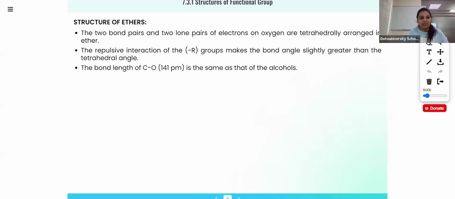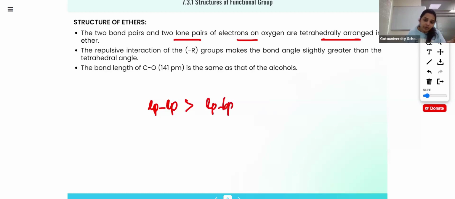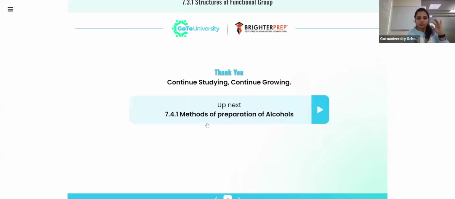Now the structure of ethers. We know that 2 bond pairs and 2 lone pairs are there, and they are tetrahedrally arranged, but the repulsive interaction is there. We know that lone pair-lone pair repulsion is more than lone pair-bond pair repulsion, which is again greater than bond pair-bond pair repulsion. So the carbon-oxygen bond length is the same as that of alcohol. These things you have to remember.